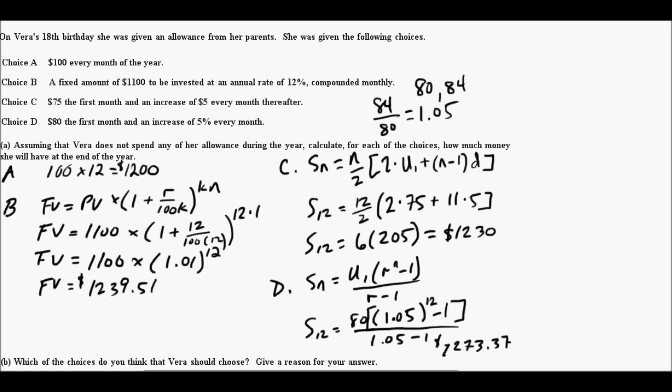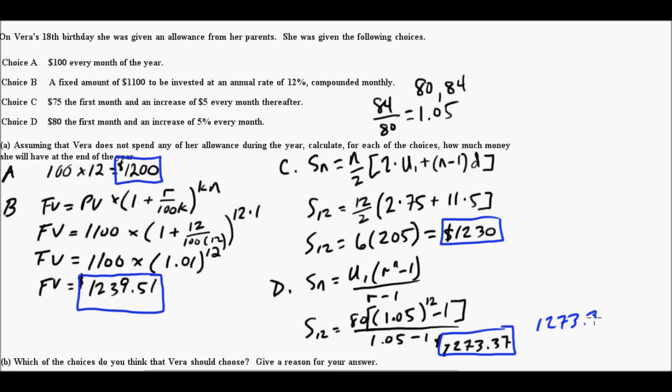Now, if we're going to look at all these totals, let's look at what we got here. We got the first total, 1200, and then the second we have 1239.51. The third we have 1230, and then we have 1273.37. So obviously it says part B, which of the choices do you think Veer should choose? Well, obviously you would choose 1273.37 because it's the highest one.